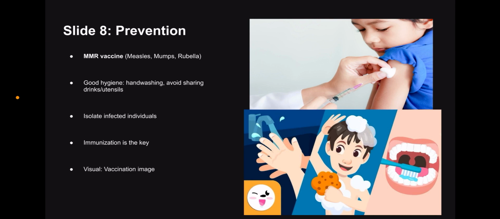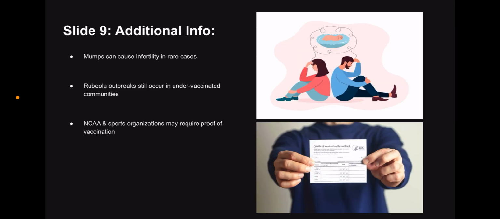And then for prevention aspects, we have the MMR vaccine, pretty much for measles, mumps, and rubella. And then pretty much good hygiene is always important: hand washing, avoiding sharing drinks and utensils specifically. And then isolate infected individuals, like we said, just make sure they're kept away from everyone for at least five plus days. And then immunization is the key. And then pretty much on the right side, you can see vaccinations being done. And then also just simple hygiene is very important.